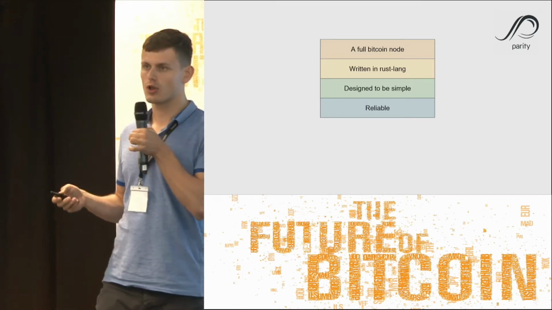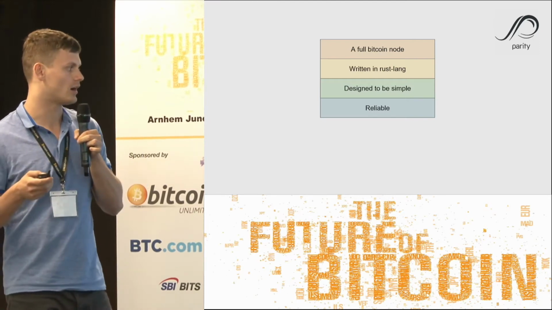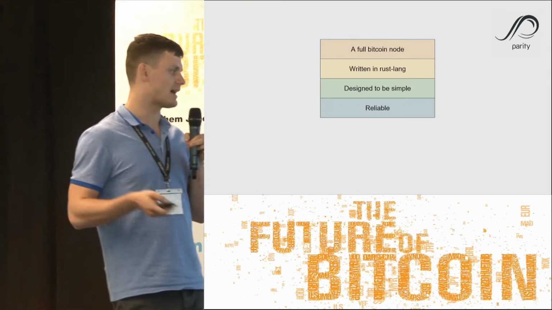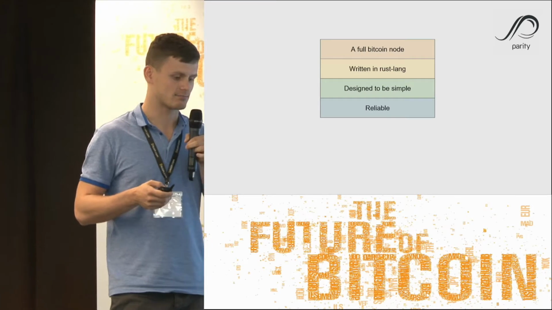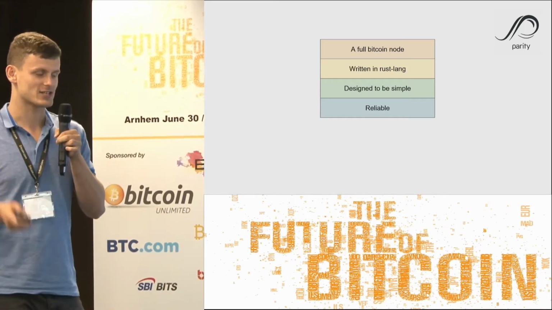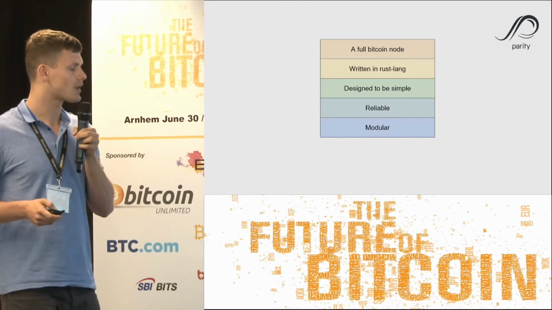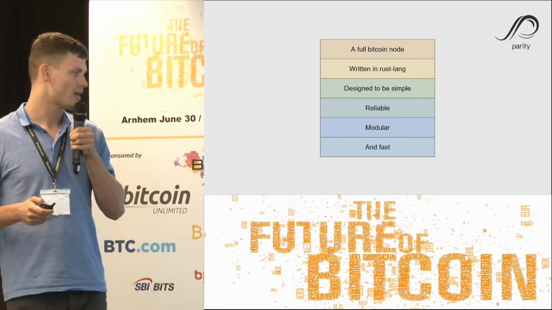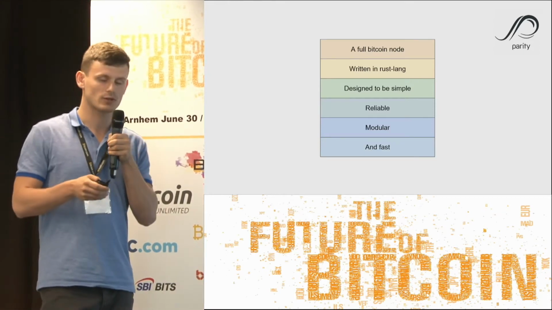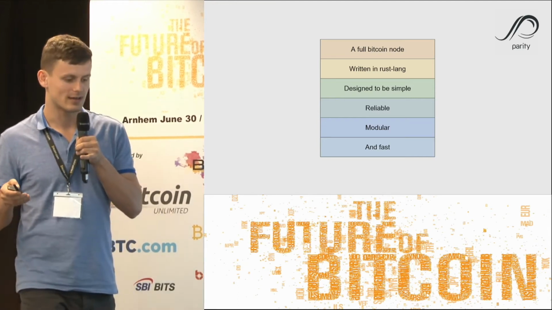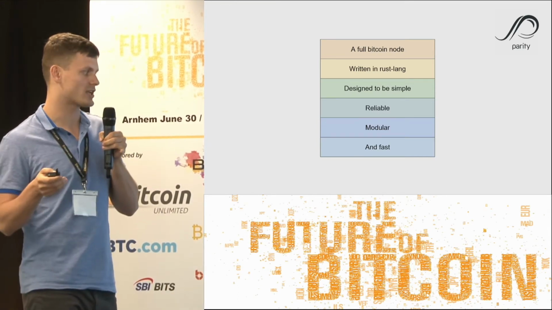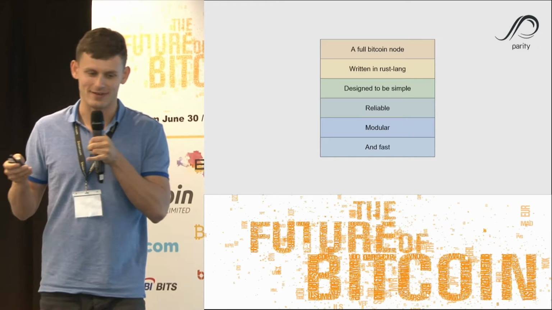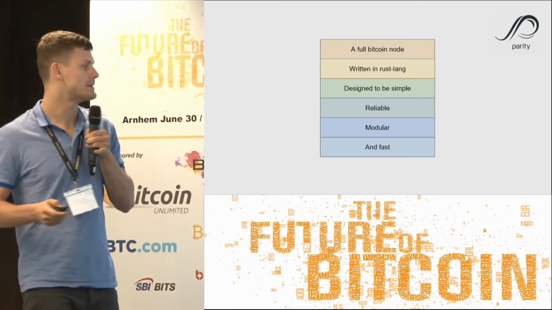Rust is a low-level language that guarantees thread safety and a number of things that old-fashioned low-level languages lack. It was designed to be modular. I will also talk about that a bit later. And fast. Rust performance could be compared to C. And PBTC, the initial implementation that we wrote, without any optimization, is almost as fast as the core client right now.